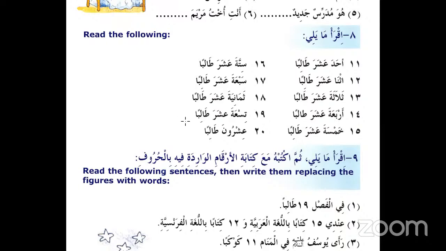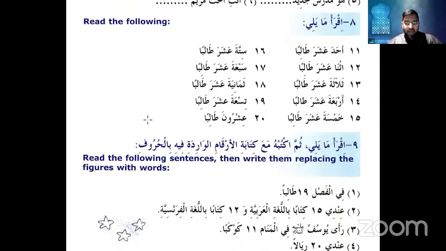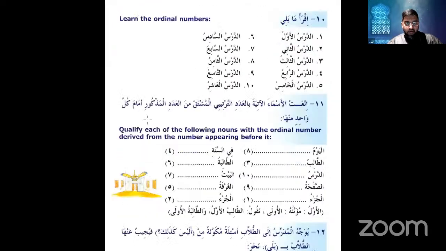So number 17 is sab'ata ashara taliban. Okay, and 18, same rule, thamaniyata ashara taliban. And 19 will be the same rule, tis'ata ashara taliban. So all the tens will follow the ma'dud in number and gender, and all the units will be the opposite gender, which is feminine. Excellent. Is that clear for you now? Thank you. Yes, Sheikh.